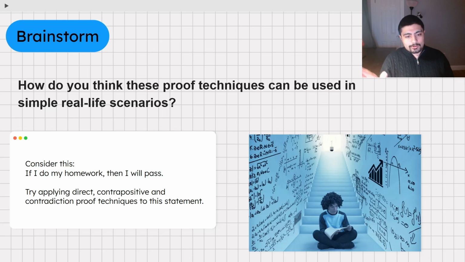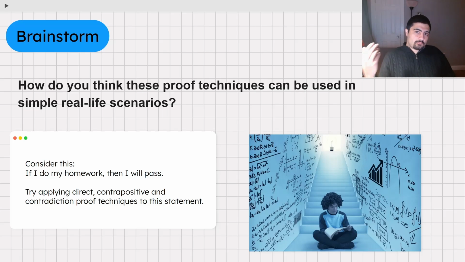If I do my homework, is it possible that I won't be passing? No, you will pass. So that's why direct proof is a good proof. We can prove that if I do my homework, then I will pass. How about contrapositive? If I don't pass, then I didn't do my homework.